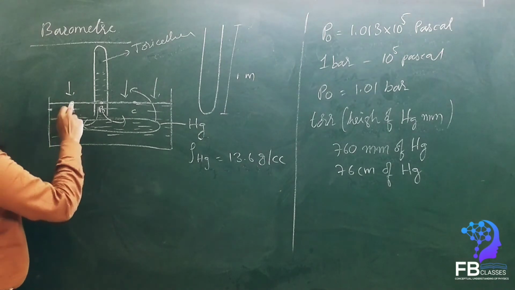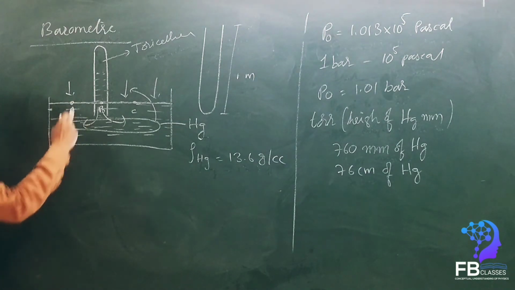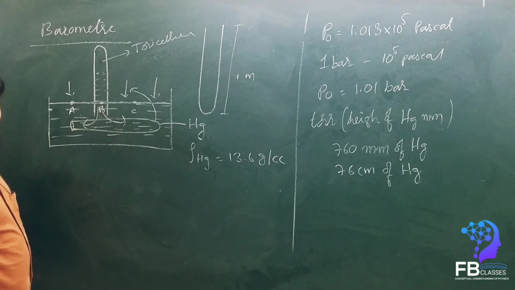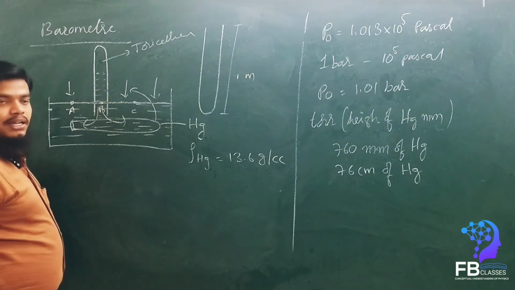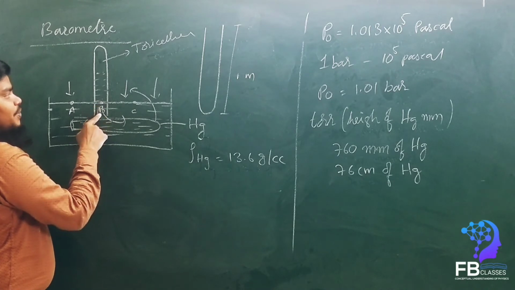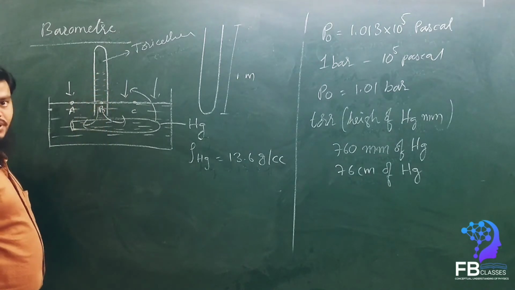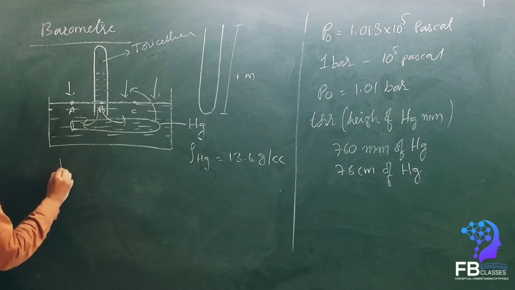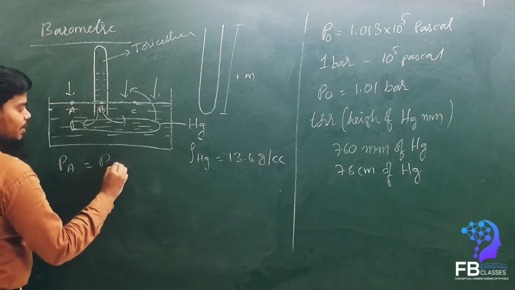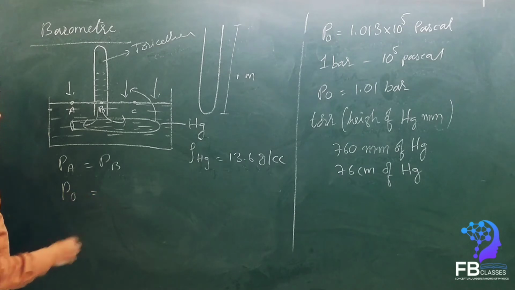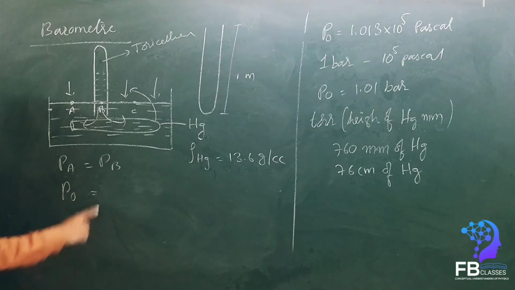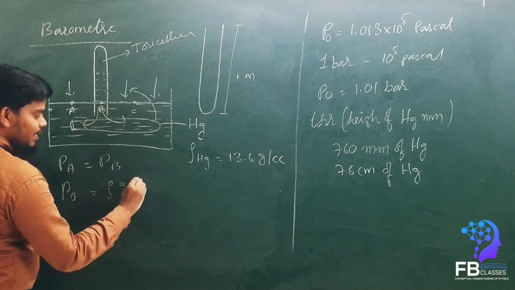Now what will happen? The atmospheric pressure exerted on the surface of the liquid column is equal to the pressure exerted at B due to the liquid. Is it not? So pressure PA is equal to pressure PB. PA is nothing but atmospheric pressure, P0. And PB is nothing but rho g h.